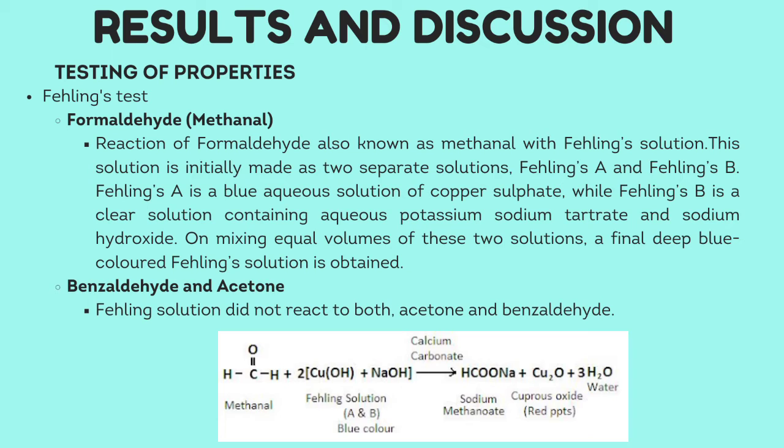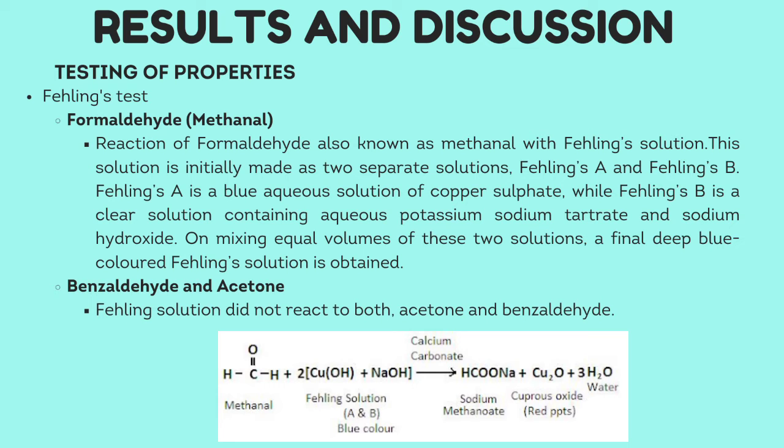The reaction of formaldehyde, also known as methanal, with Fehling's solution. This solution is initially made as two separate solutions, Fehling's A and Fehling's B. Fehling's A is a blue aqueous solution of copper sulfate, while Fehling's B is a clear solution containing aqueous potassium sodium tartrate and sodium hydroxide. On mixing equal volumes of these two solutions, a final deep blue Fehling's solution is obtained.